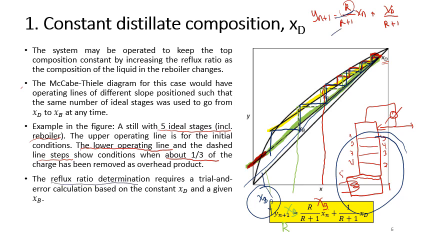The reflux ratio determination requires a trial and error calculation based on the constant XD and a given XB. So if you want to keep the XD at a certain value, start here and don't move. And given a targeted value of XB, you vary the reflux ratio until you get that value of XB.